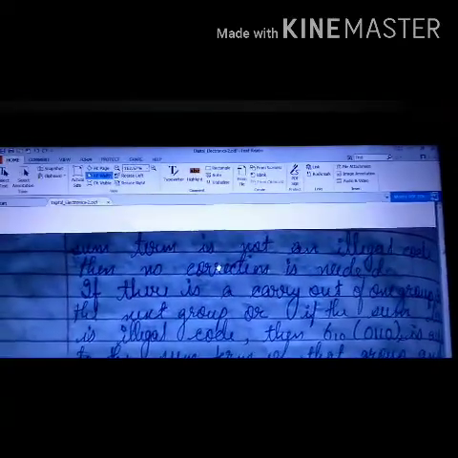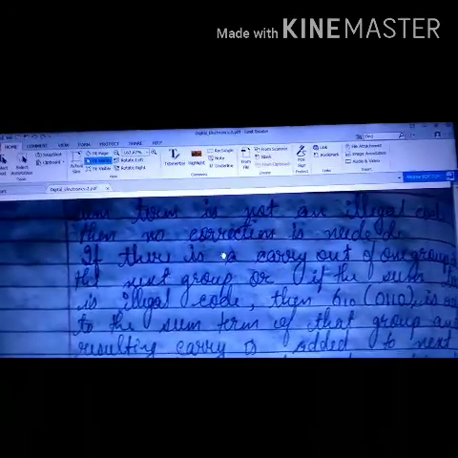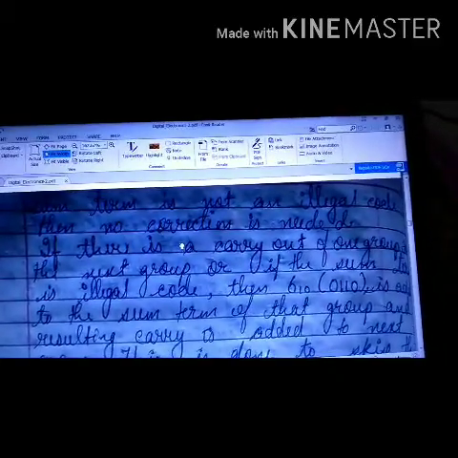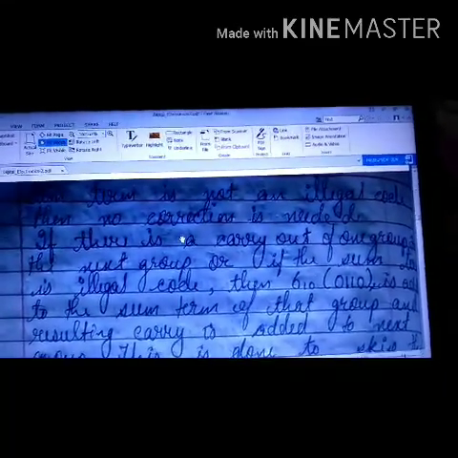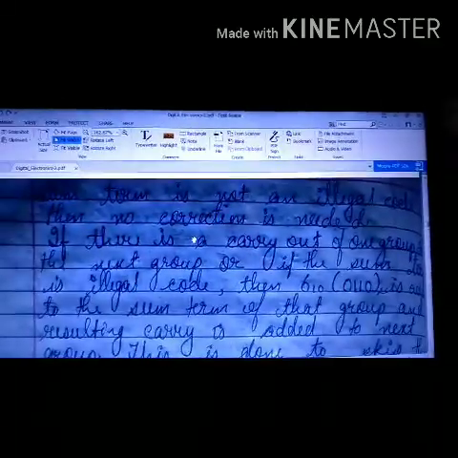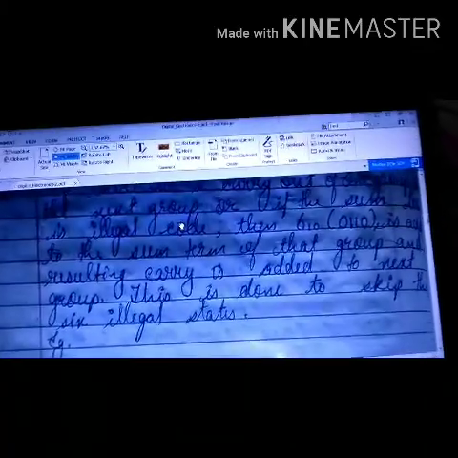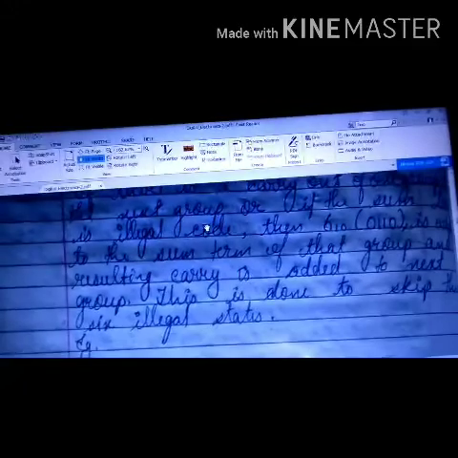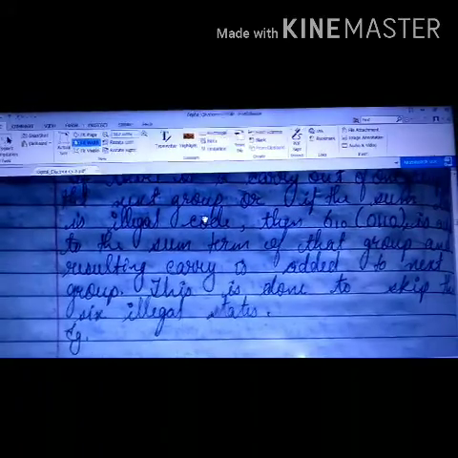If there is a carry out from one group to the next group, or if the sum term is illegal, so if in addition of the first 4-bit group to the next 4-bit group there is a carry over, or any of the 4-bit group terms is an illegal state, then 6 is added to the sum term of that group and the resulting carry is added to the next group. This is done to skip any of the 6 illegal states, because when carry is generated again it will be a part of an illegal state.